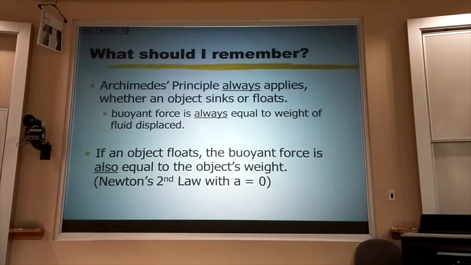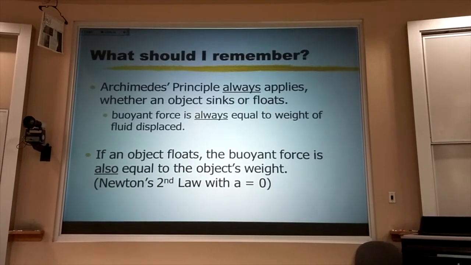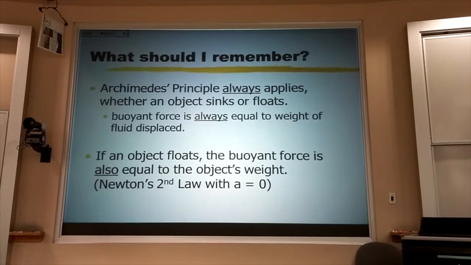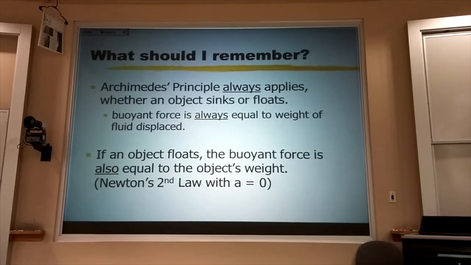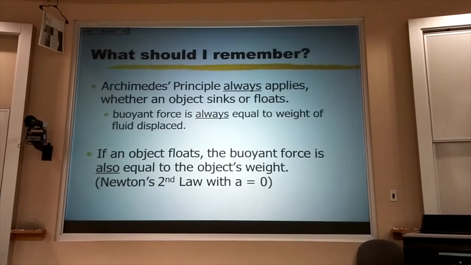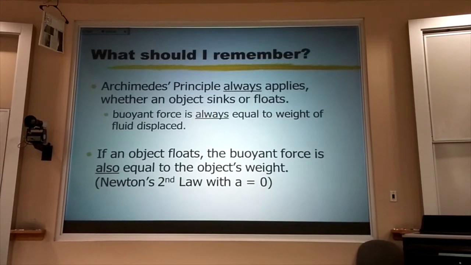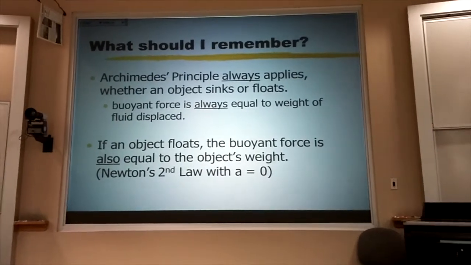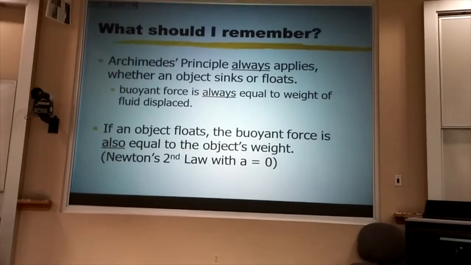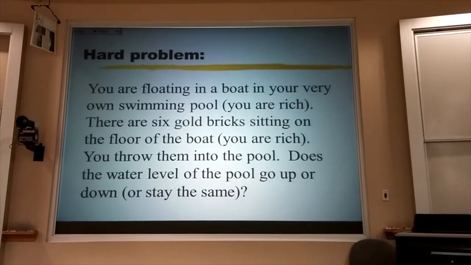Now, if the object is also floating, you get a twofer. You get one more piece of information. Not only is the buoyant force equal to the weight of the fluid displaced, it also has to equal the weight of the object. And that means the 10-ton boat, to float, has to displace, or push out of the way, 10 tons of fluid. As easy as that seems, we've seen that it can be challenging.